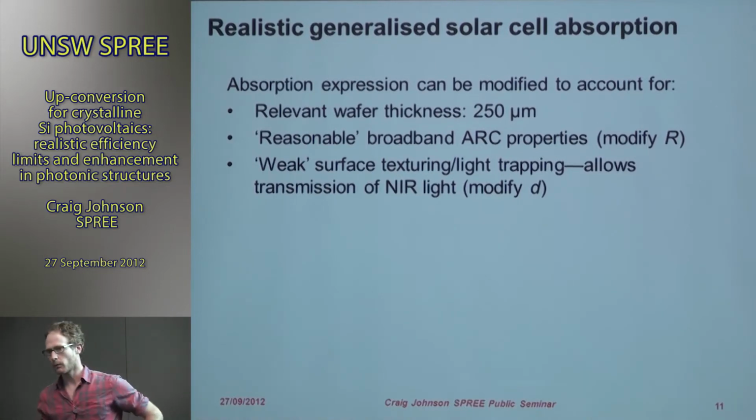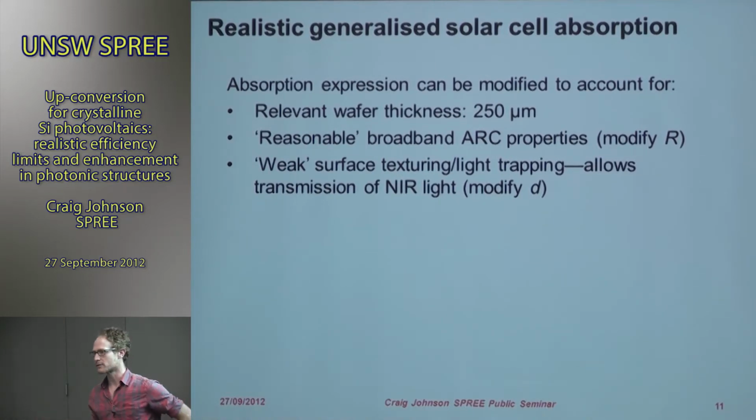However, if you think about what we're trying to do, we're still trying to take advantage of the fact that a solar cell transmits near infrared light. If you try to see the transmission of a heavily textured solar cell, everything gets stopped. Everything winds up being trapped in the solar cell until the point that it's absorbed by free carrier absorption and heats up the solar cell.